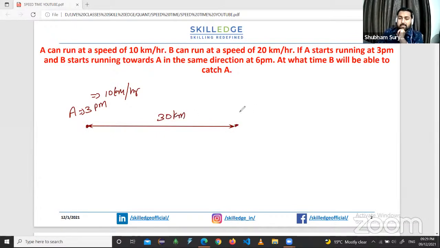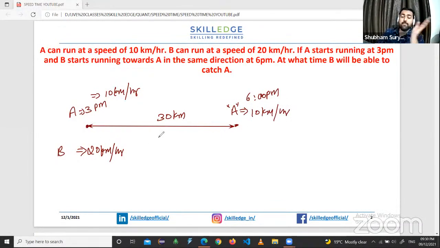Now it's 6 p.m. The person A is standing over here, and the time now is 6 p.m., guys. Now, the person B is standing over here and he will be starting the race at the speed of 20 kilometers an hour. Now, what's happening? The distance between these two is 30 kilometers. The person A is going to move towards right at the speed of 10 kilometers an hour. The person B is going to try to catch the person A at 20 kilometers an hour.